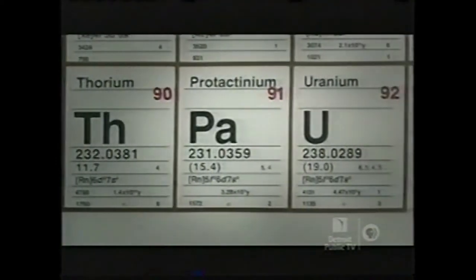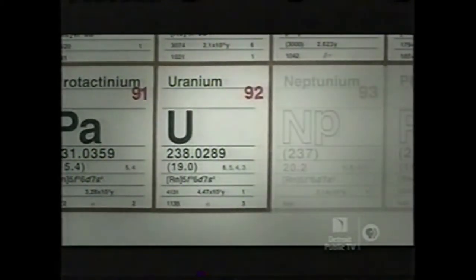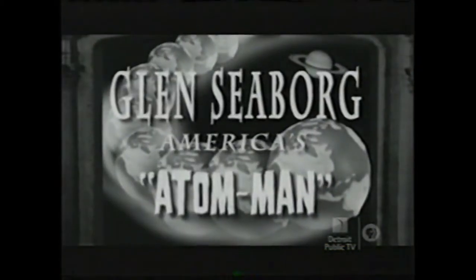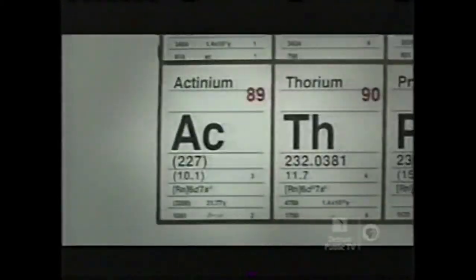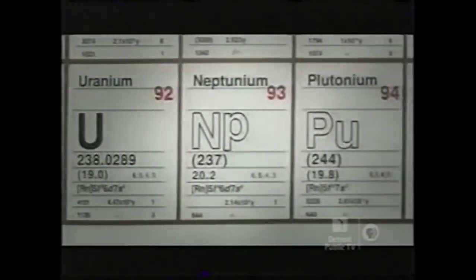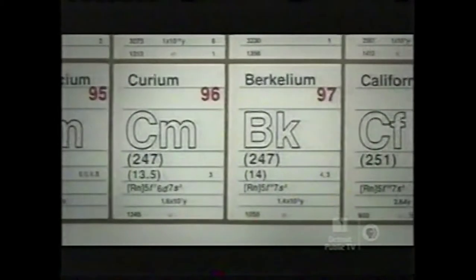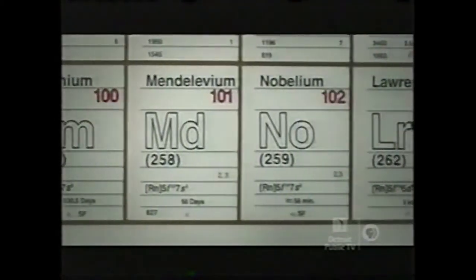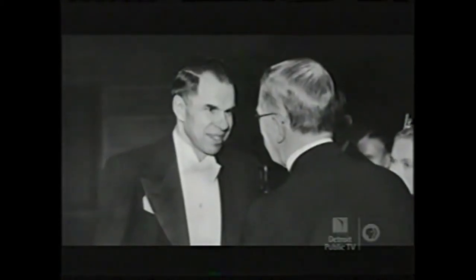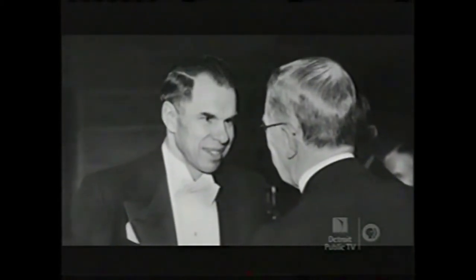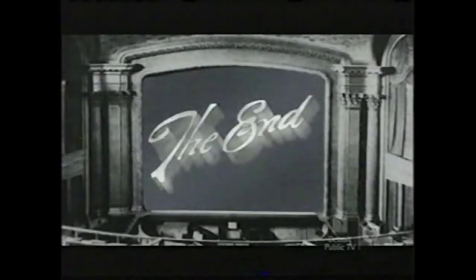Number 92, uranium, is the last of the naturally occurring elements. This is as far as the stars got. But Glenn Seaborg thought he could pick up where the stars left off, actually creating elements, and he did. Marching up the periodic table, creating elements 94, 95, 96, 97, 98, 101, and 102. He won a Nobel Prize for his pioneering work and created more elements than any human ever had. And then he could go no further.